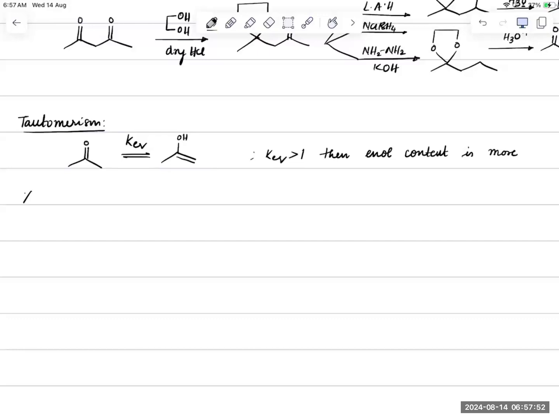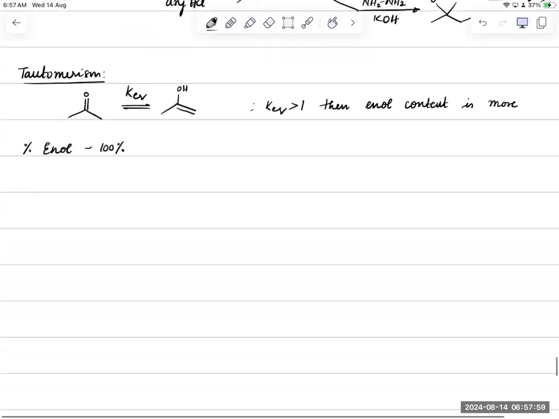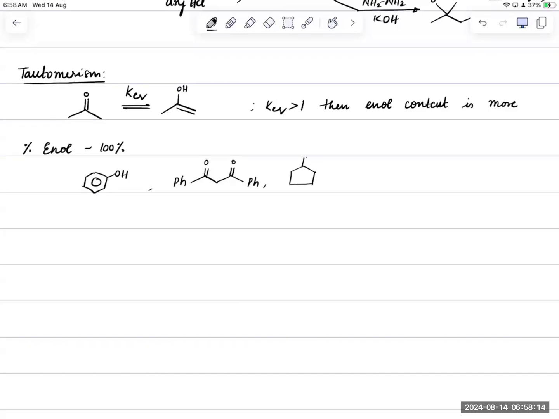And percentage enol, close to 100%, is observed when you have phenol here, when you have a double bond O and a double bond with phenyl here, when you have it in the cyclic structure with double bond O and double bond. Here we'll have percentage enol to be 100%. Well, this is the enol I have written.